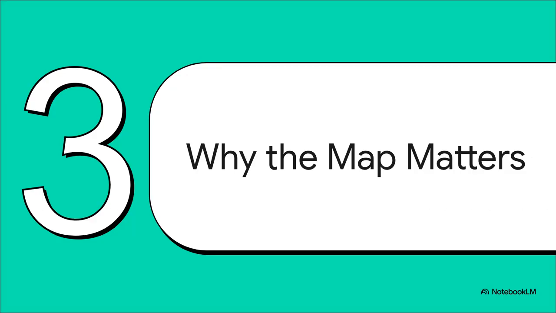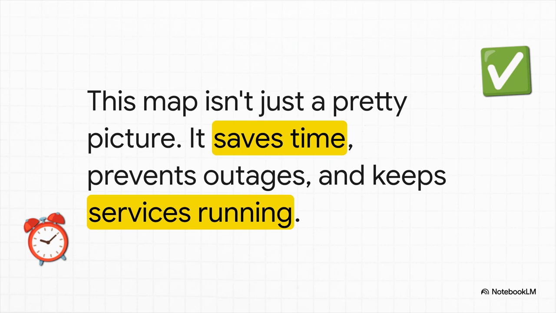Okay, so we get it. We have this super detailed, automatically generated map. That's cool from a tech perspective, for sure. But why does it really matter? What's the so what? Why should anyone care? Yeah, this is way more than just a pretty picture to show in a meeting. This map has real-world consequences. We're talking about saving tons of time, preventing those awful, catastrophic outages, and keeping all the services you rely on every single day, from your work email to your favorite video game, running smoothly just like they're supposed to.